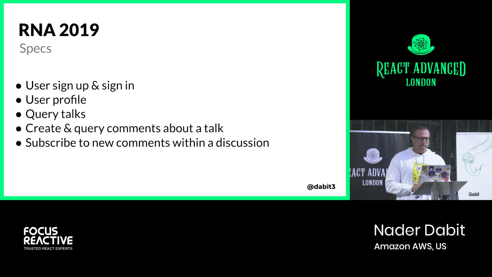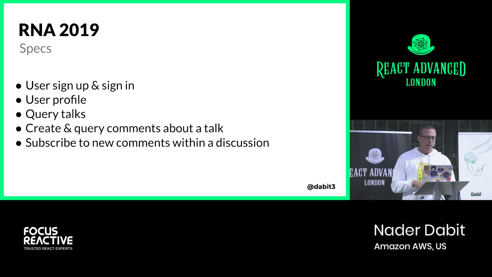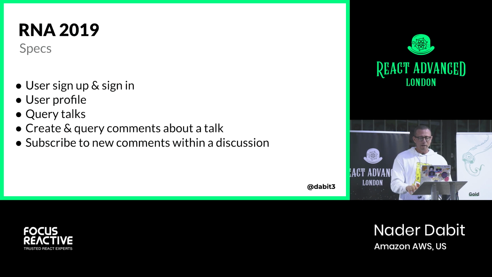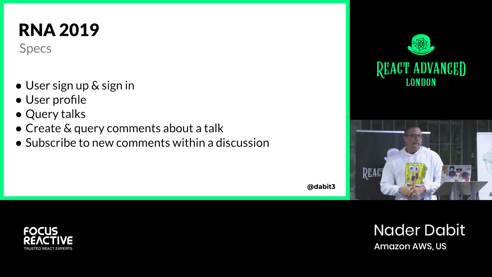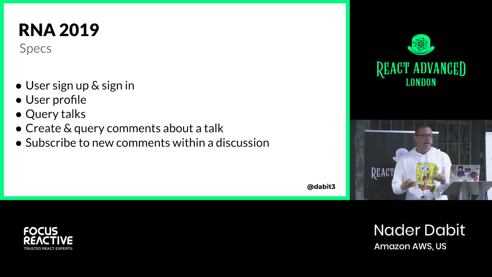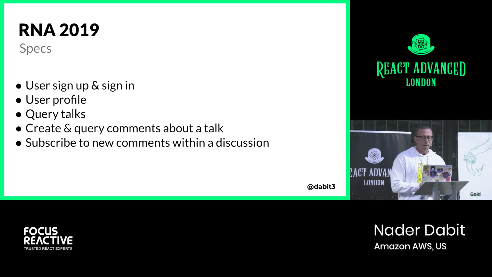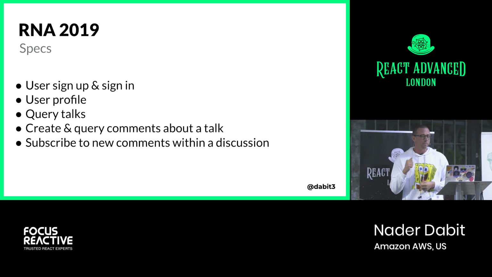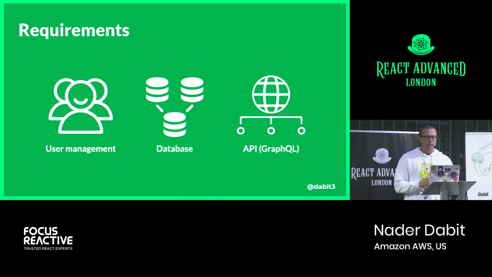The specs for this app were pretty basic. We needed a way for users to manage themselves, so user management. We had an area for you to update your profile. We had a way for you to query the talks and have those talks listed in the app. And we had that area where you could create and query for comments about a talk. And we had the real-time aspect, which was GraphQL subscriptions, which meant that if someone created a comment, it would come through in real time right away. You wouldn't have to poll or anything like that.